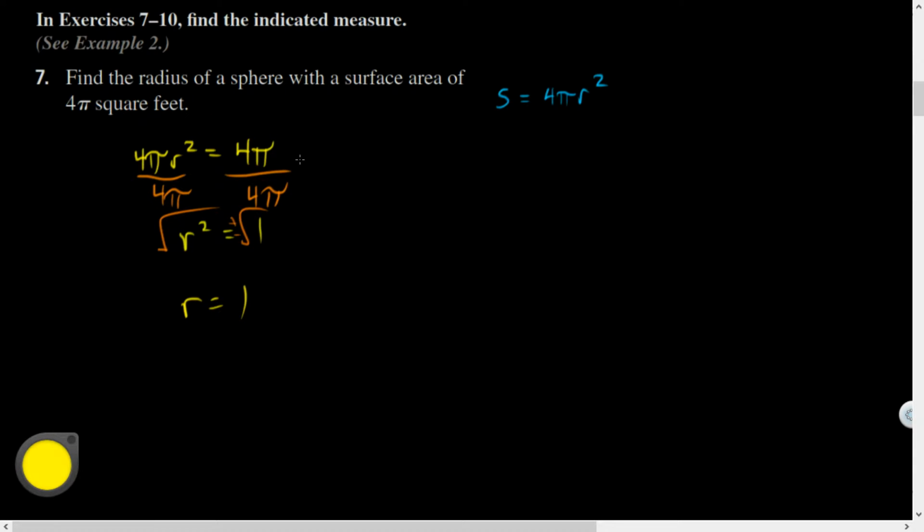And this radius would be measured in what units? 1 times 1 is 1. This would be measured in just plain old feet, because a radius is a linear dimension.